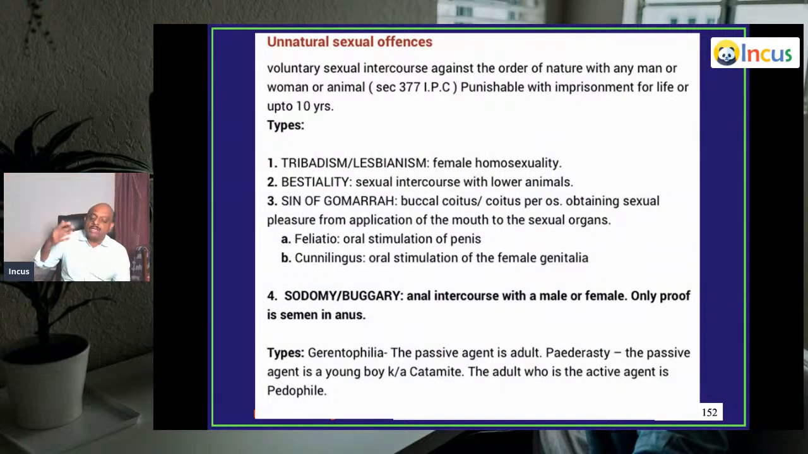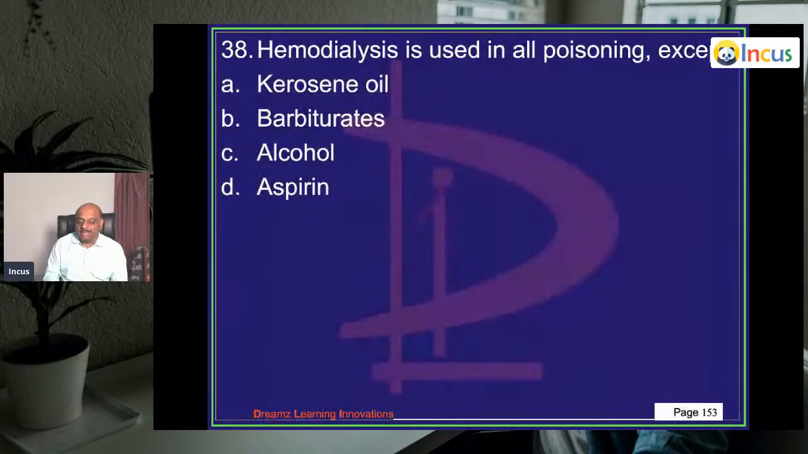Then unnatural sexual offenses means there is a penetration, voluntary sexual intercourse against the order of nature. Fellatio, oral stimulation of the penis. Cunnilingus, oral stimulation of the female genitalia. Sodomy, buggery, gerontophilia, etc.